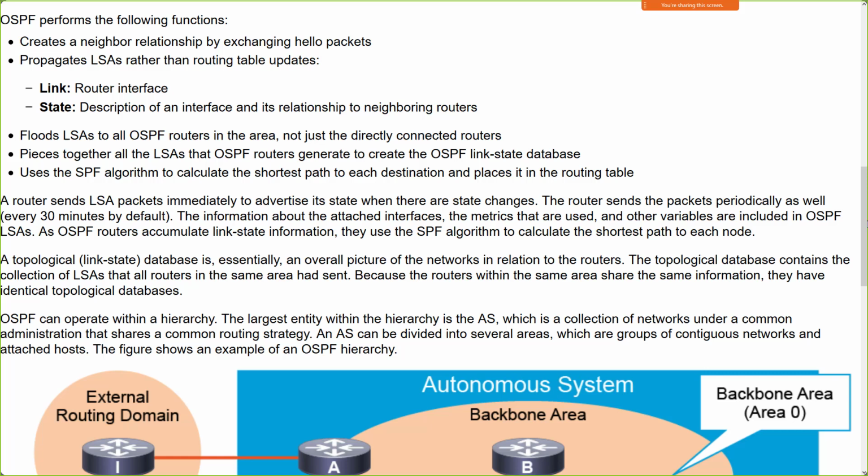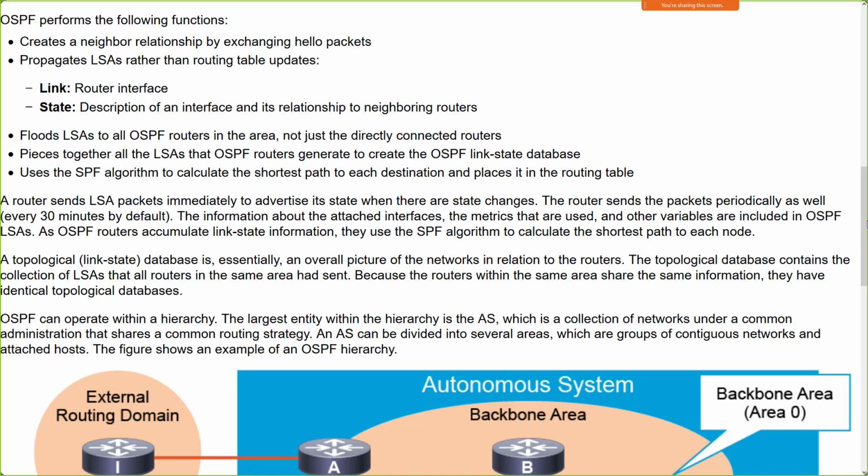We propagate what we call LSAs. An LSA is a link state advertisement that contains information about the link itself, prefix information, cost information, etc., and the state of that link, which is what is the relationship that that link has to the other routers.